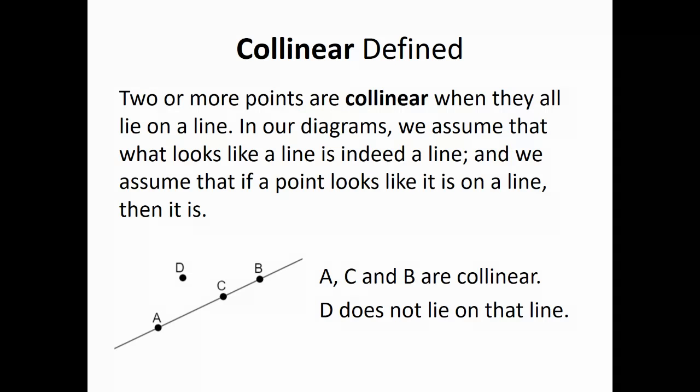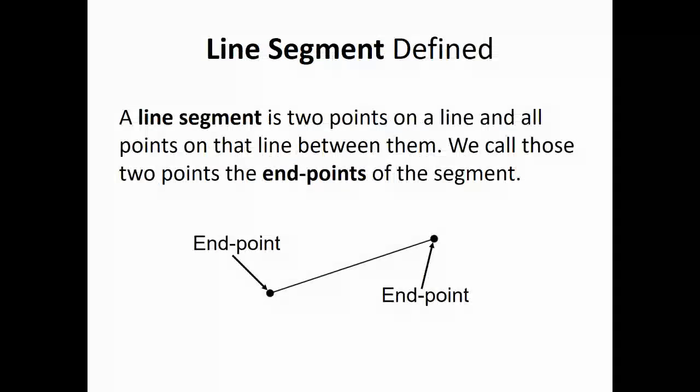Likewise, I should have written this, that if a diagram has been drawn in such a way that clearly a point appears not on a line, we say that it is not. So from the diagram, we can say that points A, B, and C are collinear, and we can also say that D does not lie on that line that passes through A, B, and C.